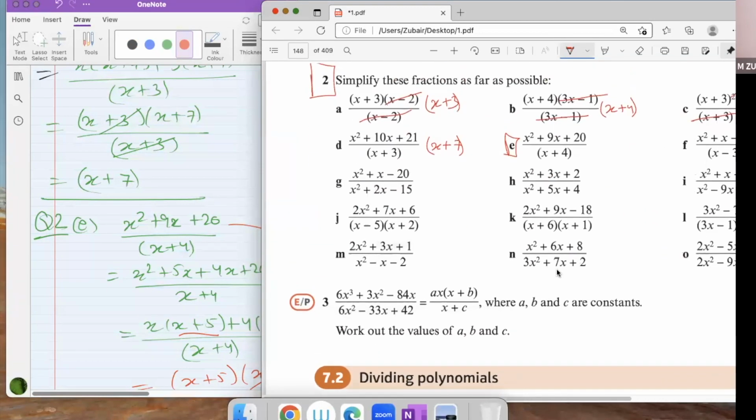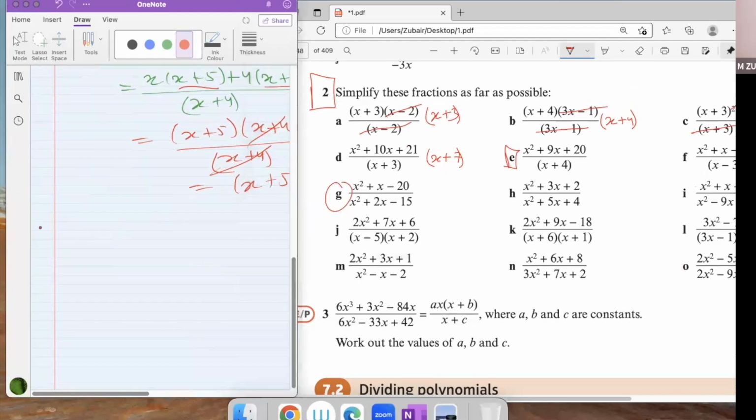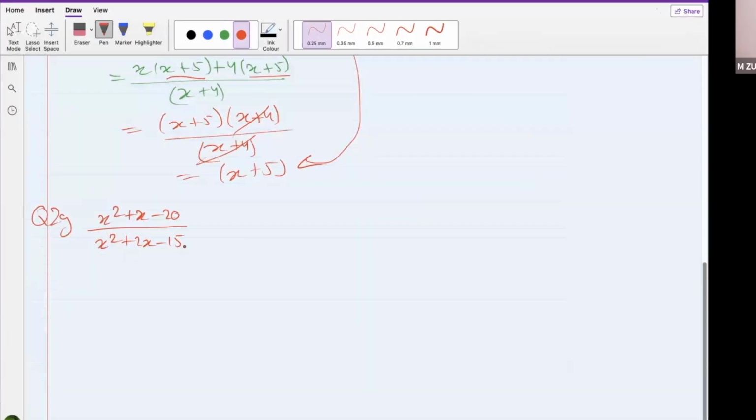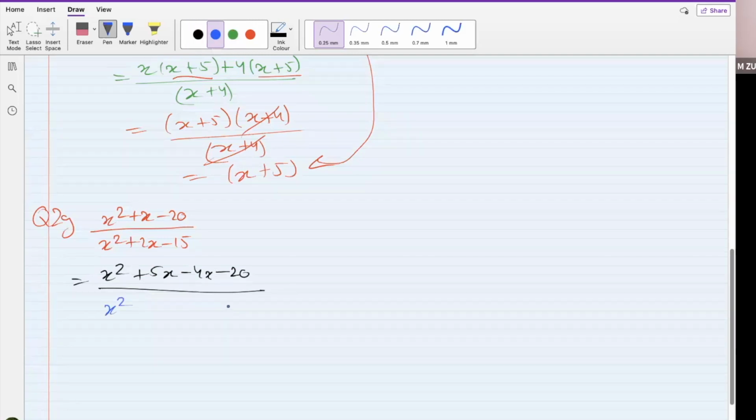If we look at this G part, now we have two quadratic expressions in the numerator and denominator both. x square plus 2x minus 15. So we have to do two middle-term breakings, in the numerator and denominator. It is 20, and we are getting 1, so again 5 and 4. So x square plus 5x minus 4x minus 20, in order to get positive 1 and negative 20.